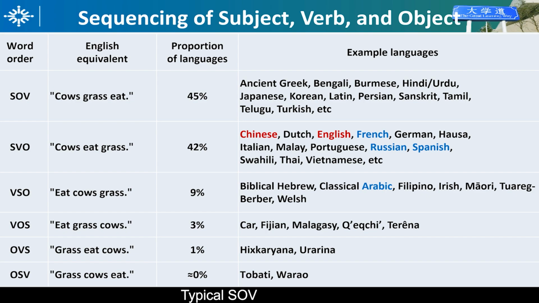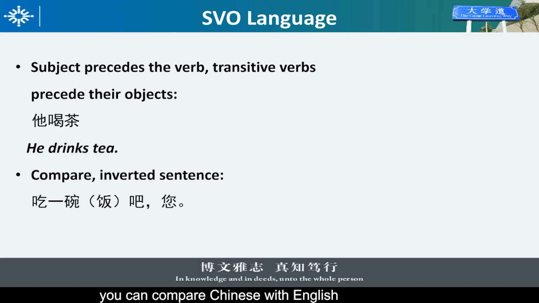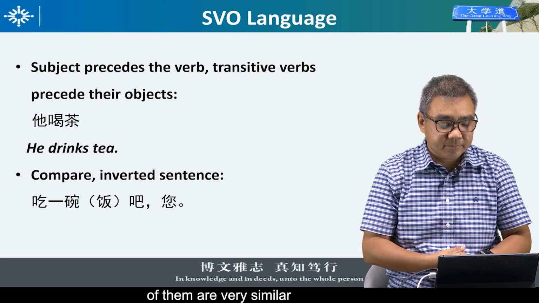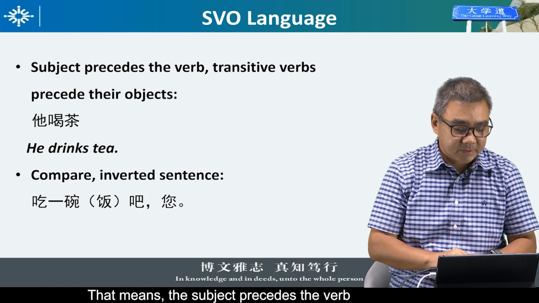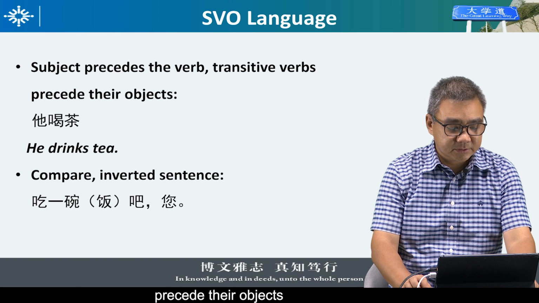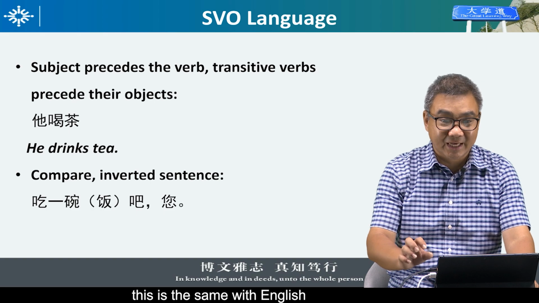Typical SOV languages include Japanese, Korean, and so on, while Arabic is a typical VSO language. Okay, so as an SVO language, Chinese can be compared with English. The basic structures of them are very similar. That means the subject precedes the verb, while transitive verbs precede their objects. In this case, it is the same as English.